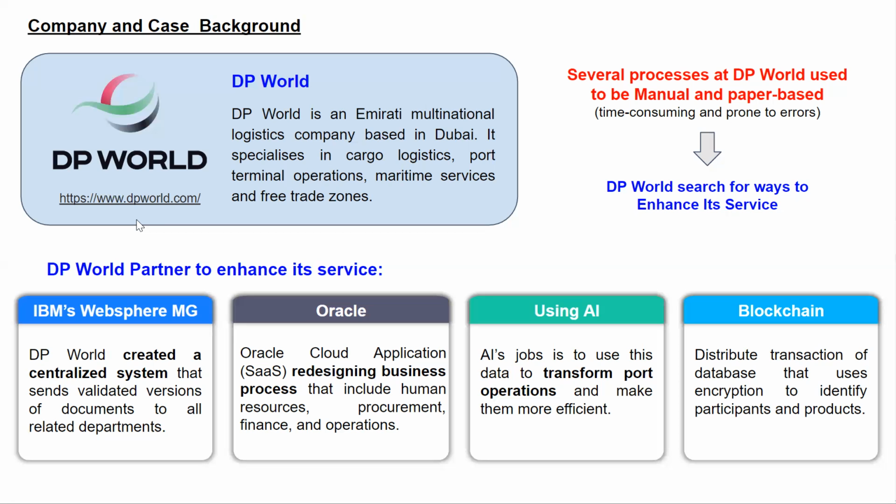The third thing DP World used to enhance its service is AI. AI in DP World is used to transform port operations and make them more efficient. And the fourth is blockchain. Blockchain distributes the transaction database of products and also the buyers, so it is easier for them to track down where the goods are.